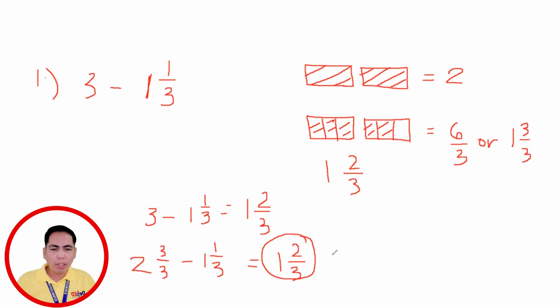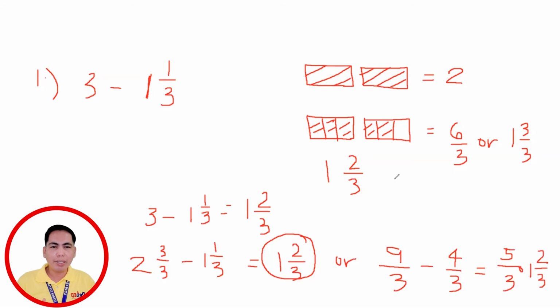We can also do it this way. We can rename 3 into 9/3 because 9/3 is equivalent to 3. When we subtract 9/3 minus 1 and 1/3, 1 and 1/3 can also be written as an improper fraction, 4/3. Following the rule in subtracting similar fractions, we simply subtract the numerators. 9 minus 4 gives us 5, and then copy the common denominator of 3. So the answer is 5/3, or 1 and 2/3.